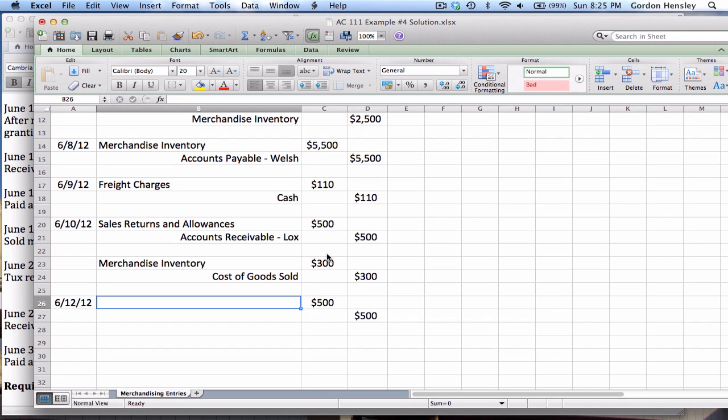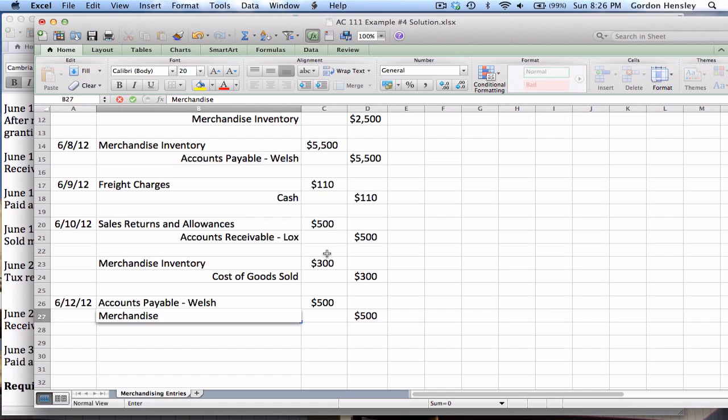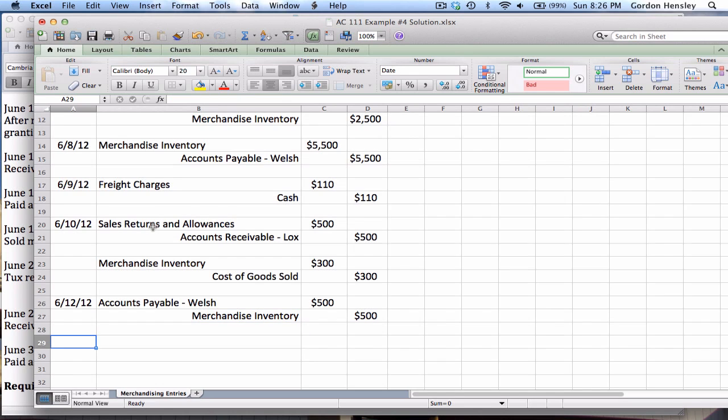Now this price reduction is going to reduce what we're going to have to pay. It's going to reduce what I'm going to pay to Welsh Company. So previously I had credited accounts payable Welsh. Well, since this is reducing what I'm going to have to pay, I actually want to debit accounts payable Welsh. I don't have to pay as much when I finally pay that bill. And on the credit side, merchandise inventory, because my inventory is going to be less costly because I'm getting $500 off on that merchandise. So that's the proper way to record that transaction on the 12th.